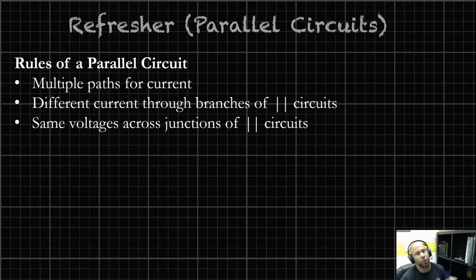Okay, first, really quickly, we need to remember some rules about parallel circuits, and they're pretty simple. One, a parallel circuit constitutes that there are multiple paths for a current to roll through when going from the voltage source to a ground. The second rule is a different amount of current through the branches of parallel circuits, and the final one is that the same voltage runs across the junctions of parallel circuits. So we're going to visualize that in just a moment, so stay with me on this.